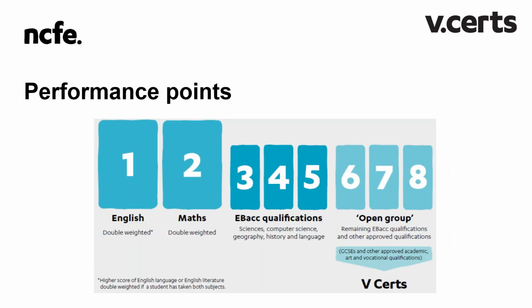V Certs fit into the open group or third bucket for performance points. This group can hold up to 3 qualifications depending on the qualification size and or weighting, etc. V Certs can be delivered alongside other qualifications, but please do bear in mind the discount codes applicable to each subject area. So for example, if you were doing a traditional GCSE in music and were also delivering our technical award in music technology with the same learners, then only one of those will count in the performance tables as their content is similar.